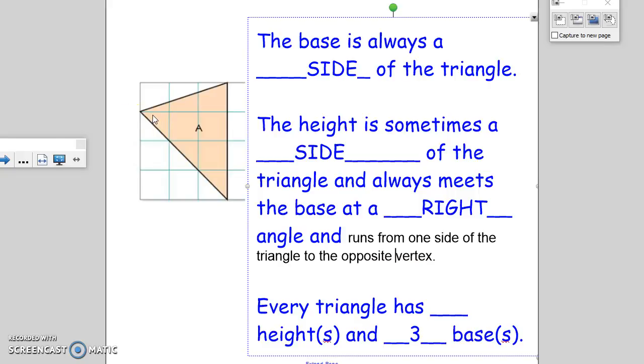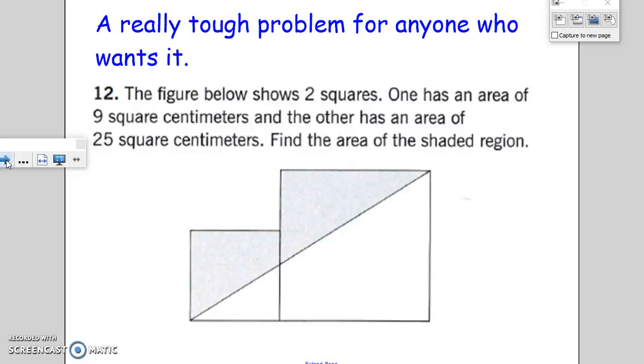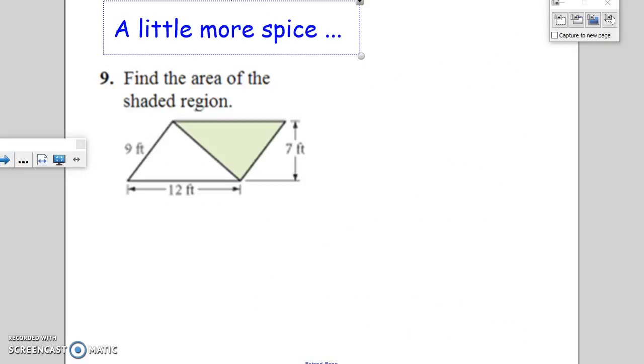So we have to be able to find our base, find our height, and ignore the extraneous information. So if we have 3 potential bases, we actually have 3 potential heights. Every triangle has a height and a base that goes together. And then those of us who are going to get into the spicy stuff, well, we will get into the spicy stuff soon in the bonus video.